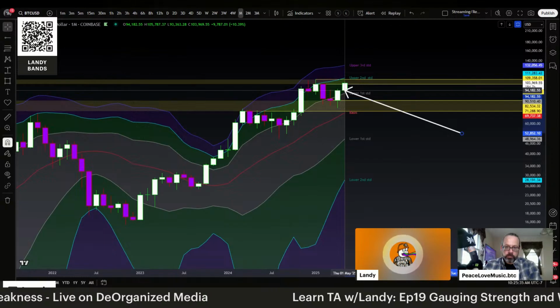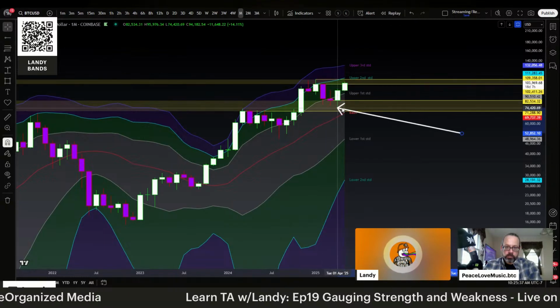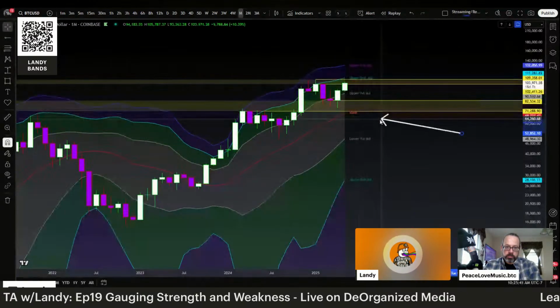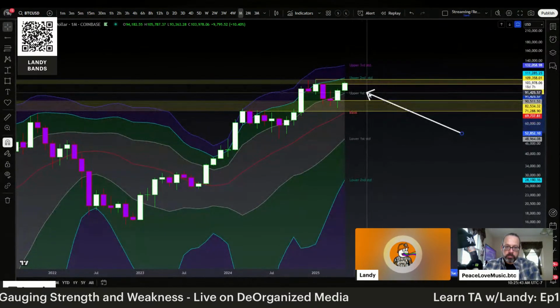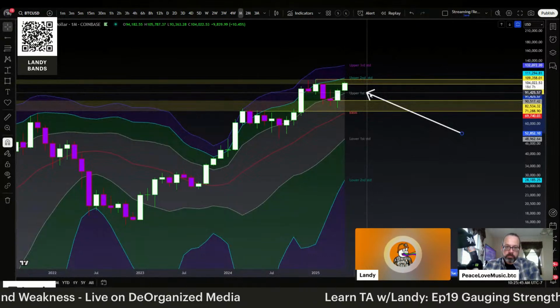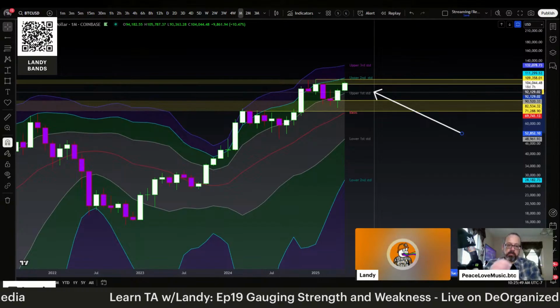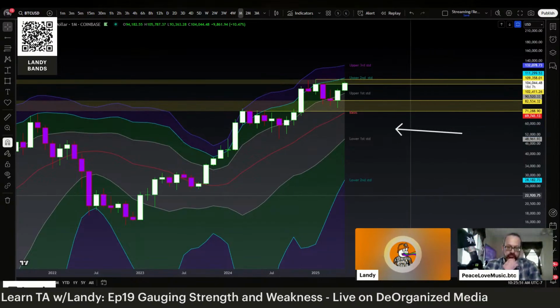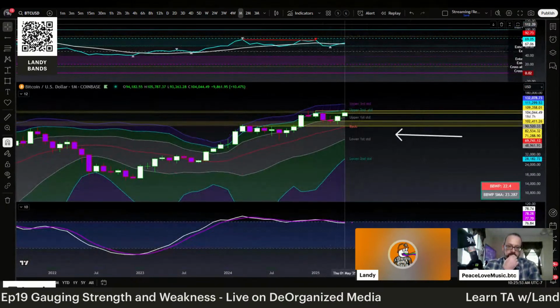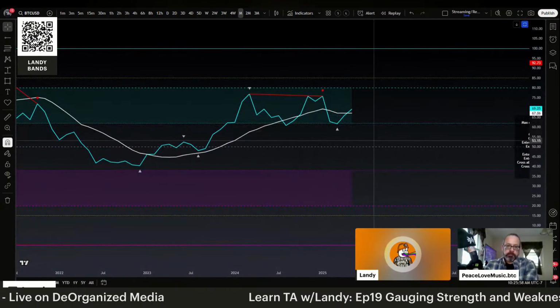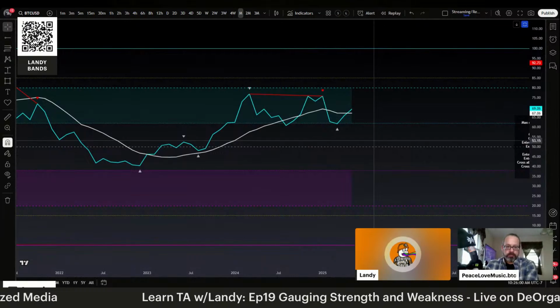But if things hold up above there, this is going to set another higher low in the context of being in the strong half of the Bollinger Bands and even more strong above that upper first standard deviation. So we would say that this is strong. We can also look at a few other things here. We can look at RSI is still in the bullish control zone here, indicating strength.